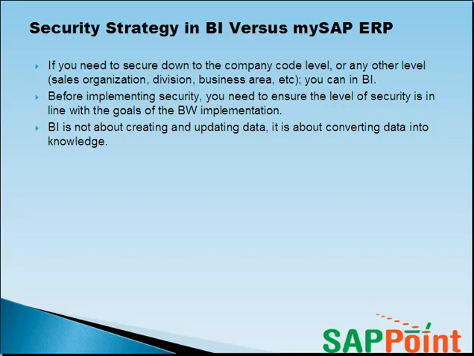Now, you can secure down to the company code level or any other level in the BI system. If you want to restrict data by a plant or a company code or a division, like you do using the organization levels in R3, you can do that in BI also. We saw that in BW when we saw the InfoObject level security session example. Before implementing the security in BI, you need to ensure that the level of security is in line with the goals of the BI implementation.